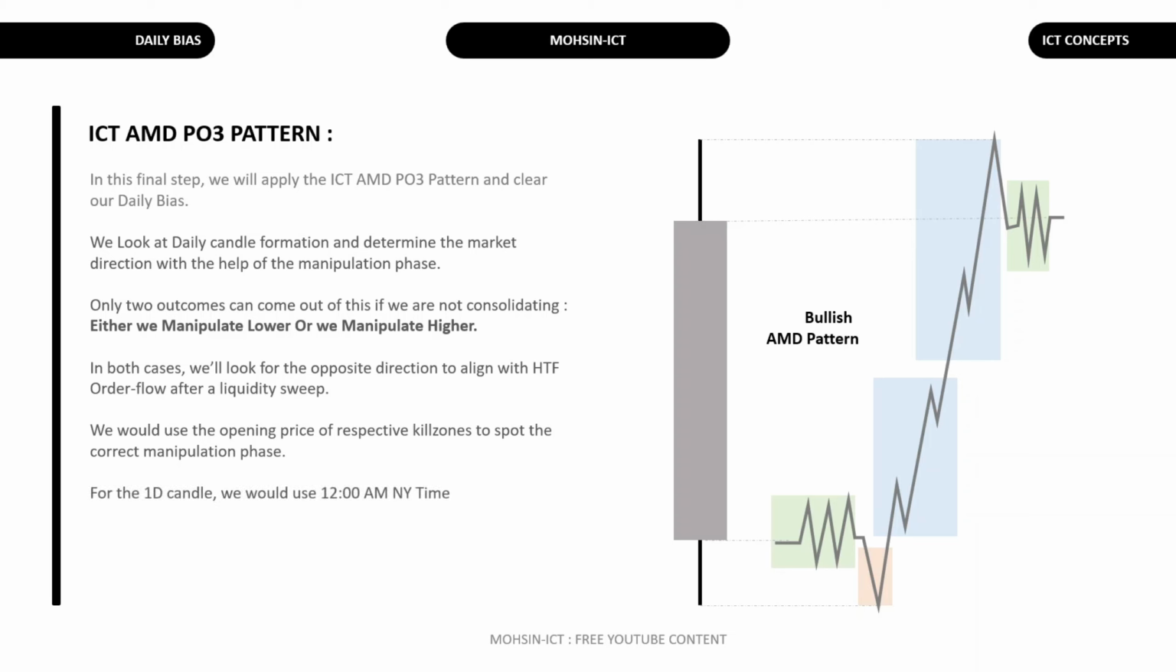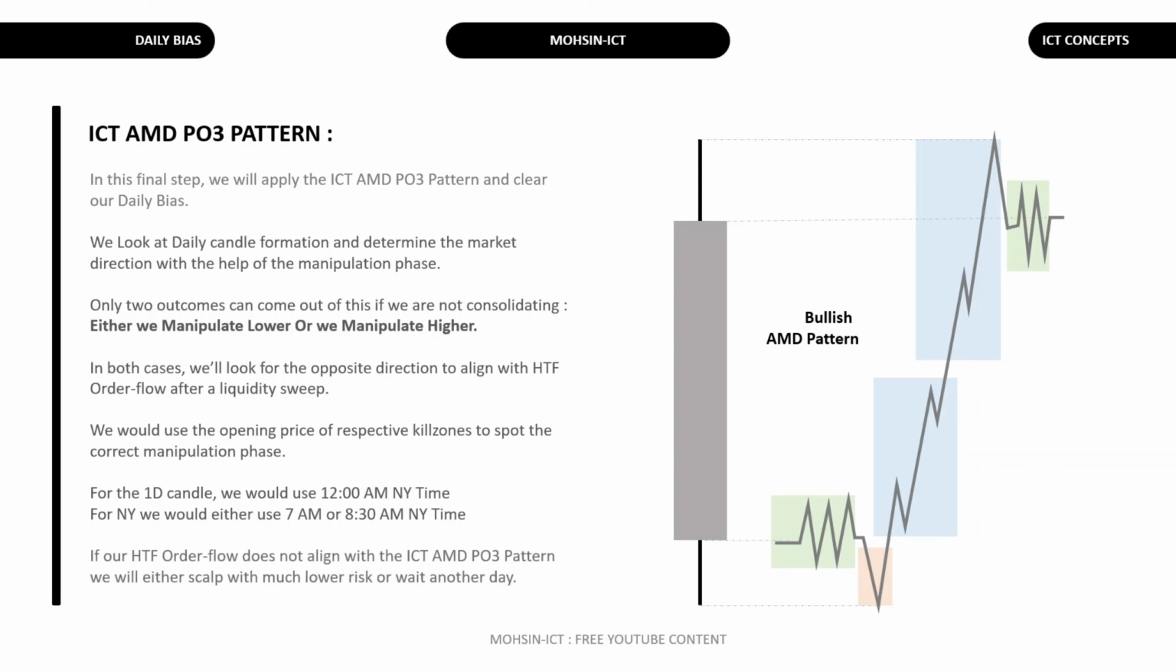For the daily candle, we would use 12 a.m. New York time. For the New York kill zone, we would use 7 a.m. for Forex and 8:30 for Indices. If our higher time frame order flow does not align with the ICT AMD PO3 pattern, we will either scalp with much lower risk or we will wait for another day.